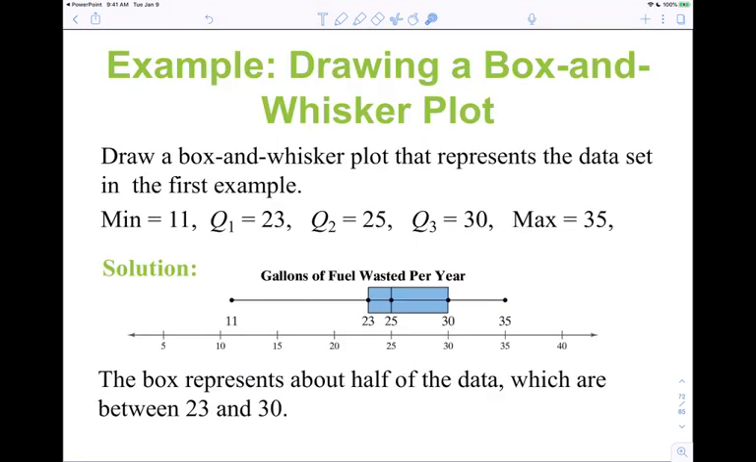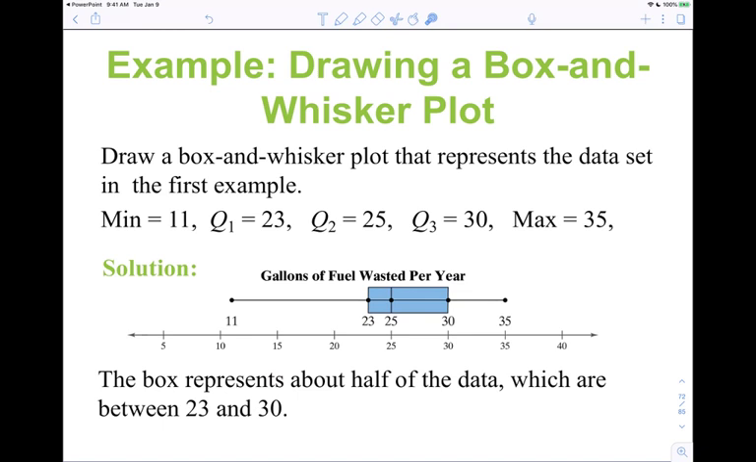So we have this. We have our minimum entry, Q1, Q2, and Q3, and then our max. We have our horizontal bar that spans the data. We have our minimum. We have our max. Here's our Q1. Here's our Q2 and Q3. We do a box going from Q1 to Q3 with a vertical bar through Q2. And then we draw whiskers from the box to the max and the min.